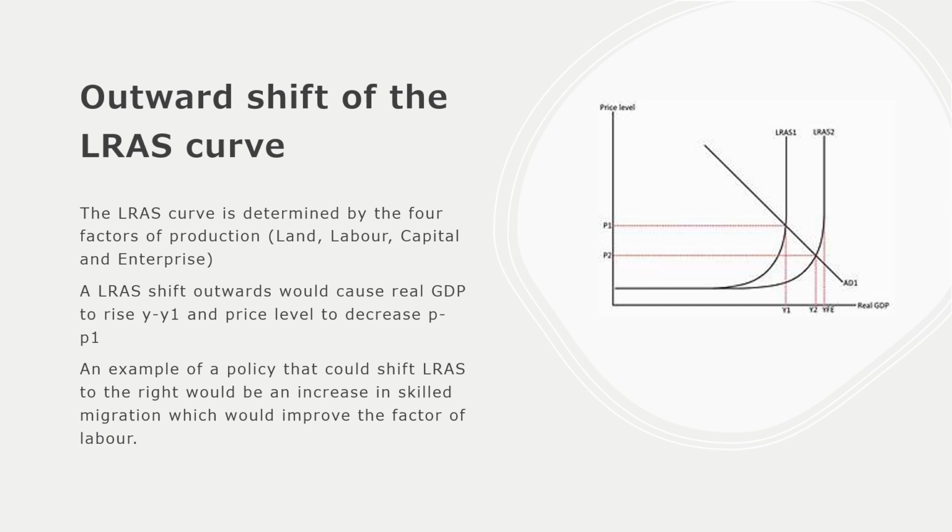Now, the LRAS curve is determined by the four factors of production: land, labour, capital, and enterprise. So, if one of those factors improves, then the LRAS curve would shift outwards. And this would cause GDP to rise, Y to Y1, and price level to fall, P to P1. An example of a policy that could shift LRAS to the right would be an increase in skilled migration, which would improve the factor of production, which is labour.